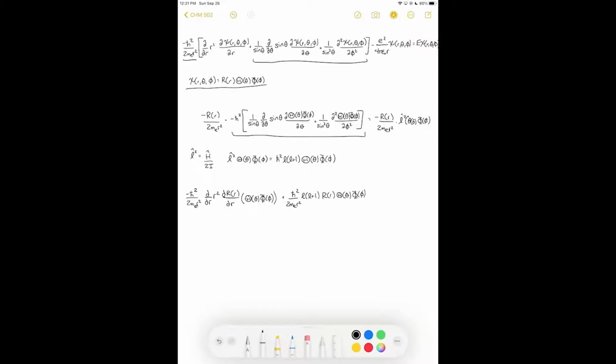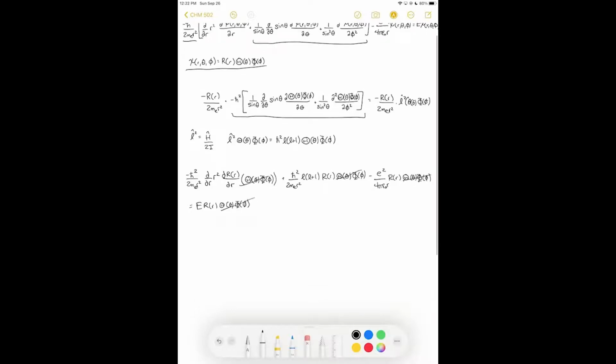And then we have our potential term. So we have minus e squared over 4 pi epsilon naught r times our function of R, theta, and phi. And this is all equal to the total energy times our function of R, theta, and phi. And so note then what we can do is say, hey, every single one of these terms has the theta and phi function. So we can eliminate the theta and phi function from all of these terms. And what this shows us is that the total energy does not depend on the angle. It only depends on the radius, the distance from the nucleus.